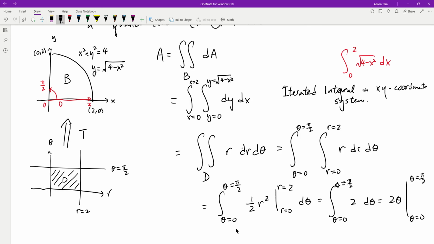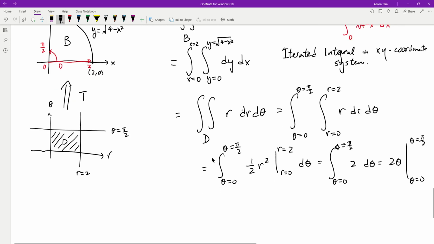Once again, when I plug in 0, you get 0. When I plug in pi over 2 times 2, we get pi. And I'm hoping that is the same exact answer you get using the circle area formula. Notice that this integral in polar coordinates is extremely easy to do, especially with all the limits being constant. It makes it very easy for you to plug in.